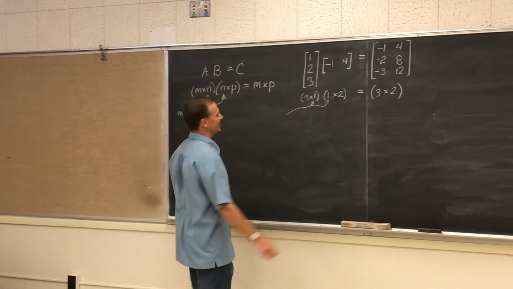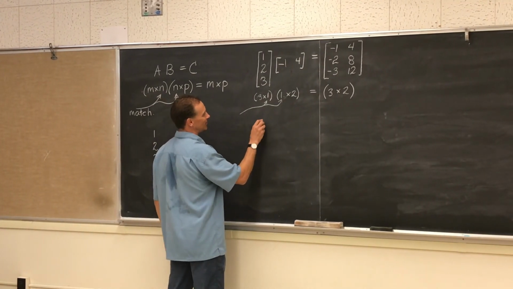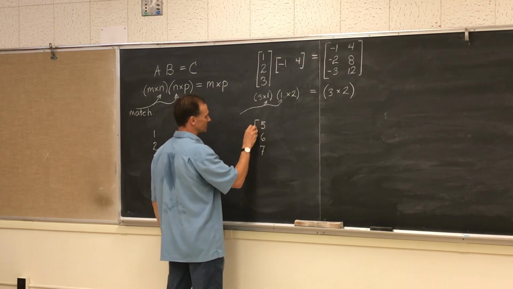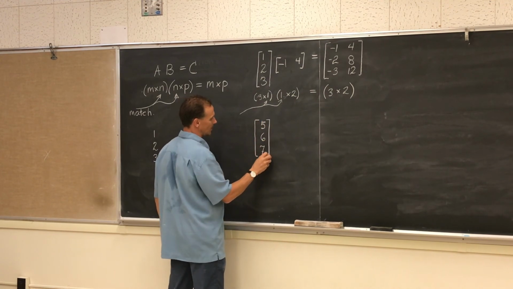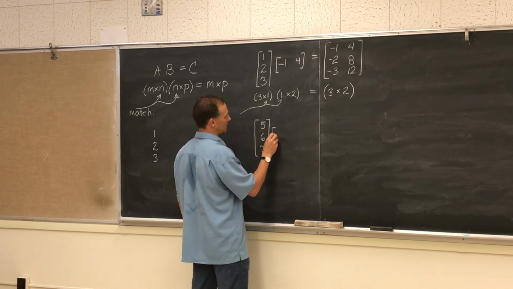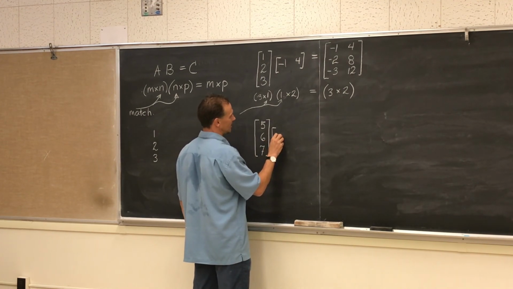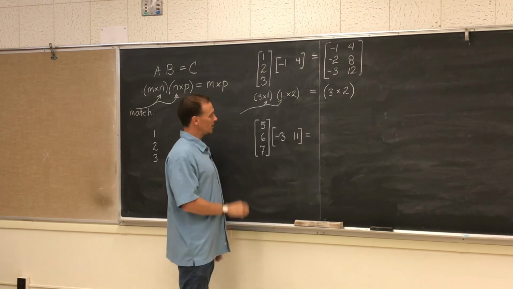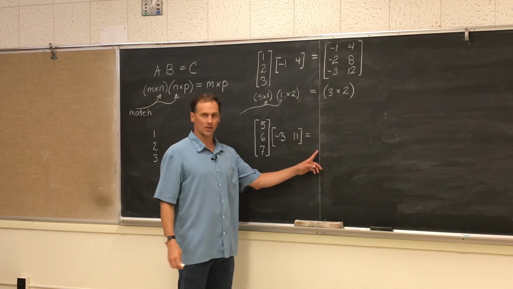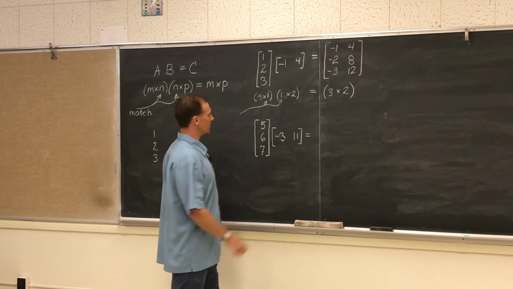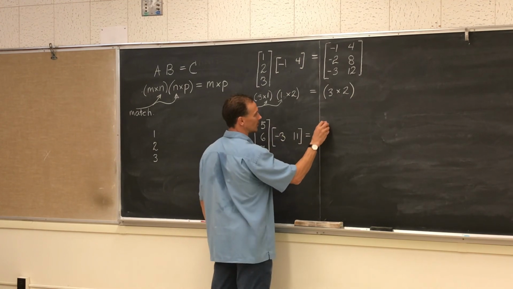Ooh, let's try another one. Watch this. How about we take maybe like 5, 6, 7. And let's multiply this one by, how about -3 and 11. I like 11. All right. Well, pause the camera. Give that a quick shot. And then we're going to write the answer up here. So try it yourself first. Otherwise, let's see if we get the same results.